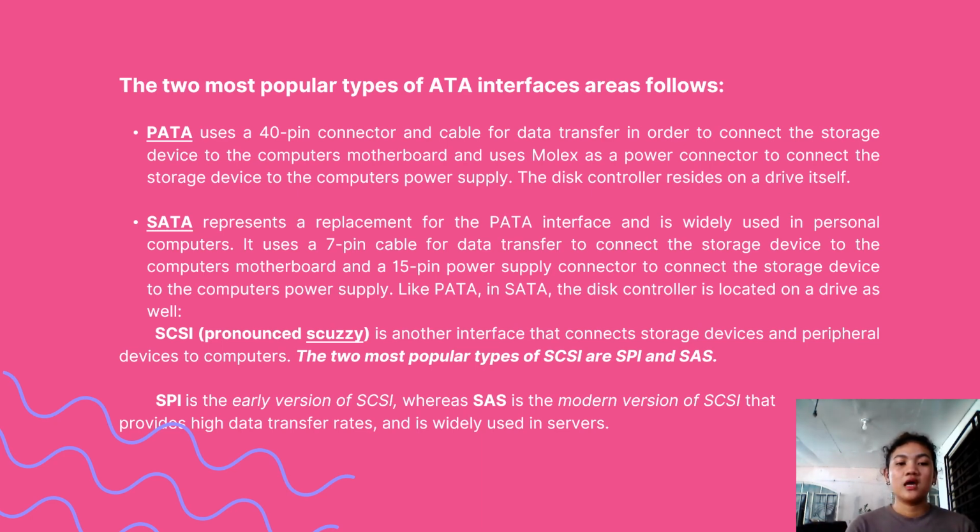The second one is SATA, which represents a replacement for the PATA interface and is widely used in personal computers. It uses a 7-pin cable for data transfer to connect the storage devices to the computer motherboard, and a 15-pin power supply connector to connect the storage devices to the computer's power supply. Like PATA, in SATA the disk controller is located on the drive as well.